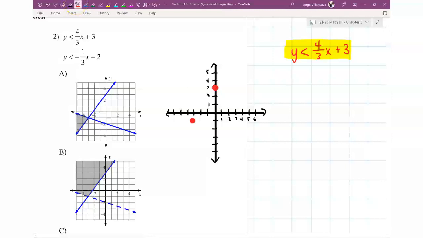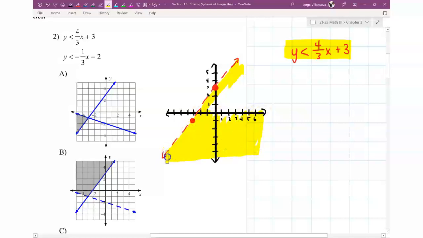Now, is this line supposed to be dashed or solid? Notice it says less than. You guys remember? Dashed, right? If it's less than, it's just dashed. So here we go. A dashed line. And should I shade above or below? It says less than. Does that sound like up or down when I say less? Down, right? So here we go. So I'm just going to color this in like this, okay? Give me a second while I do that.